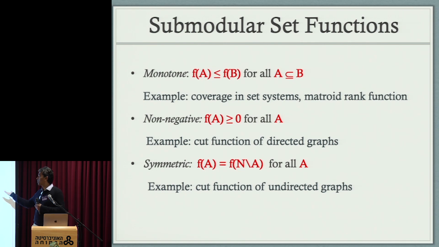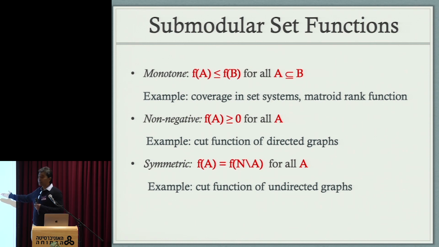Right? f of A is less than or equal to f of B for all A subset of B. Non-negative is a less restrictive class. It doesn't have to be monotone, but all the values are non-negative. And symmetric is when f of A is equal to f of n minus A. And the coverage function is monotone.